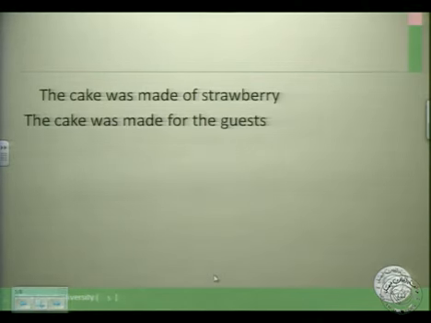So the cake was made by Noha. The cake was made of strawberry by Noha. But we don't need to use by Noha. Why?